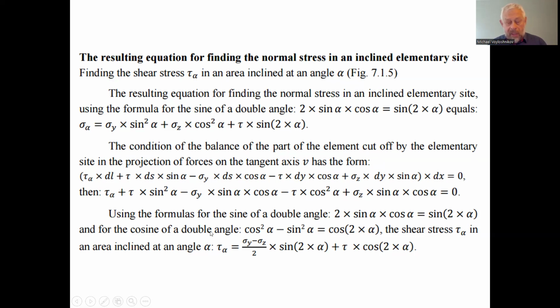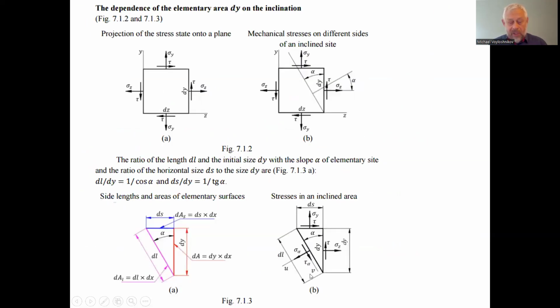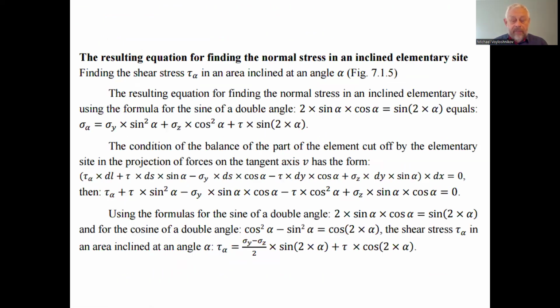So we consider all stresses acting in the projections on the V, only the sigma alpha projection on the perpendicular axis has to be equal to 0. So all others have the projections sigma y, tau, sigma z, tau is equal due to the law of the pairing of the tangential stresses. And after mathematical transform, we can find that we just remove the common factor because dx is not equal to 0. So using the formulas for double angle, the same formula as we had here, we have here double angle, 2 sine alpha cosine alpha.